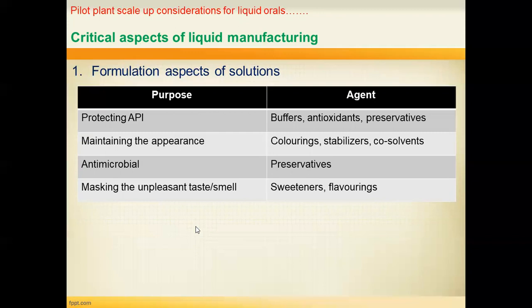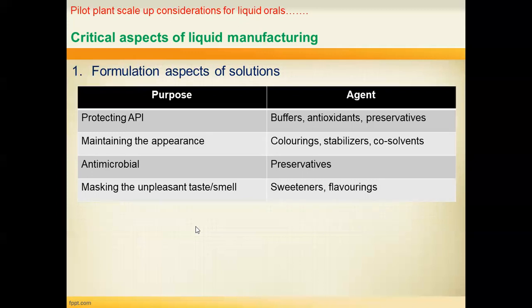Next is the formulation aspect of solutions. Solutions are where the drug is completely dissolved in the vehicle, and in that case you have to also protect with buffers, antioxidants, and preservative. Then again, you can maintain the appearance by using various stabilizers, and make it attractive with a coloring agent. If your drug has low solubility in the solvent, you can use a co-solvent. When you add the co-solvent, solubility increases.